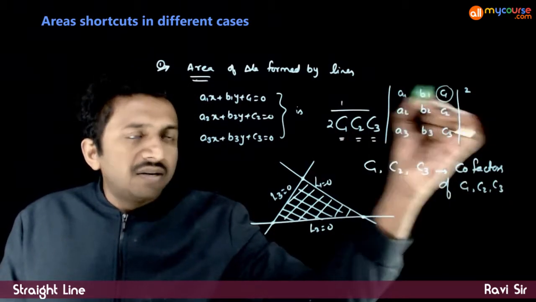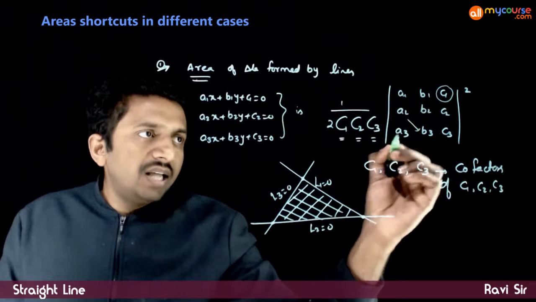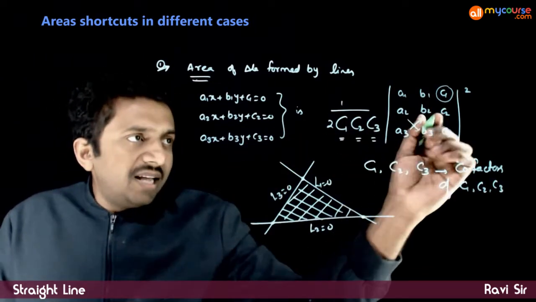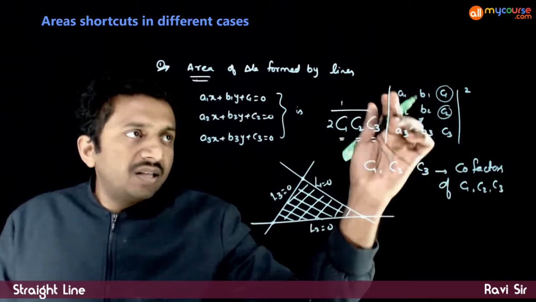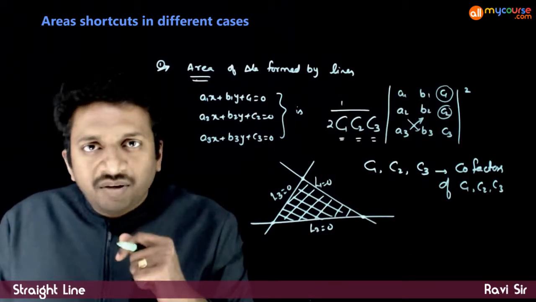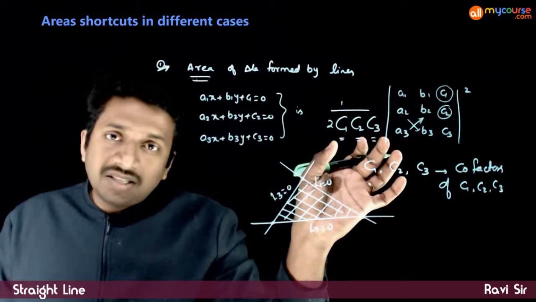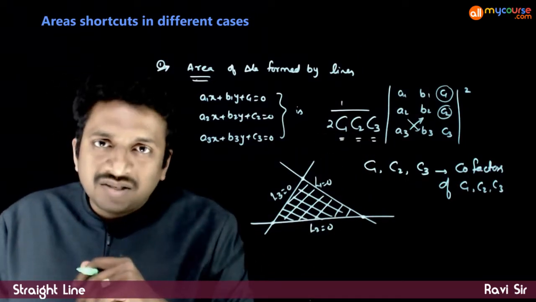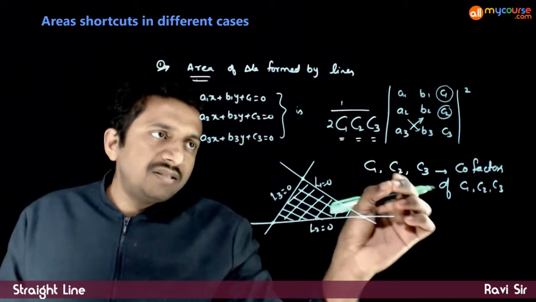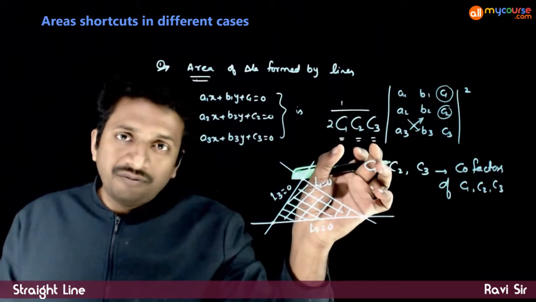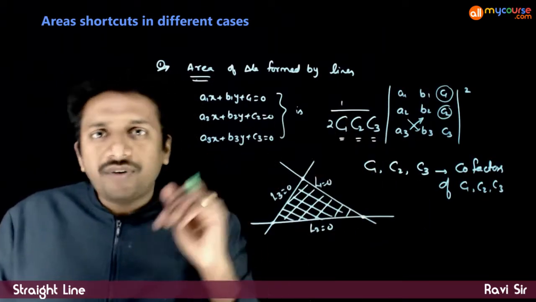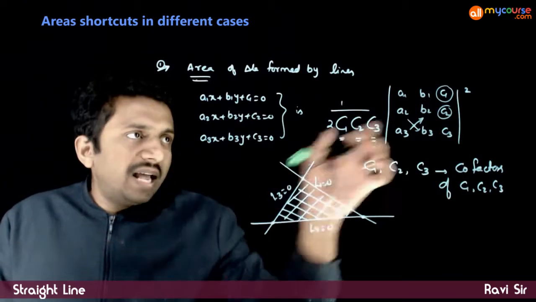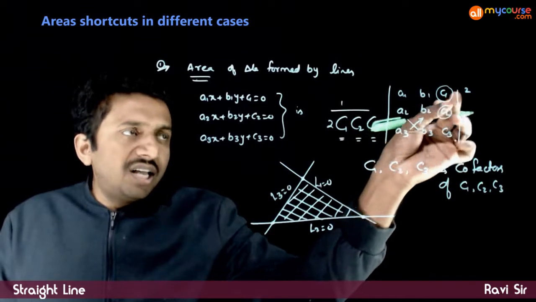So if you take c1, the cofactor is nothing but a2 b3 minus a3 b2. Similarly, the cofactor of c2 is a1 b3 minus a3 b1, and so on. You just need to take the numerical value of the cofactor, plus or minus doesn't really matter. So C1, C2, C3 are the numerical values of the cofactors of c1, c2, c3, and these are the coefficients, determinant, whole square.